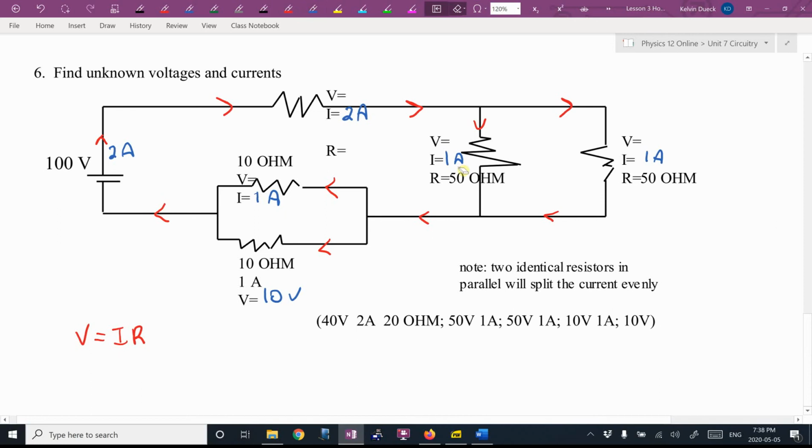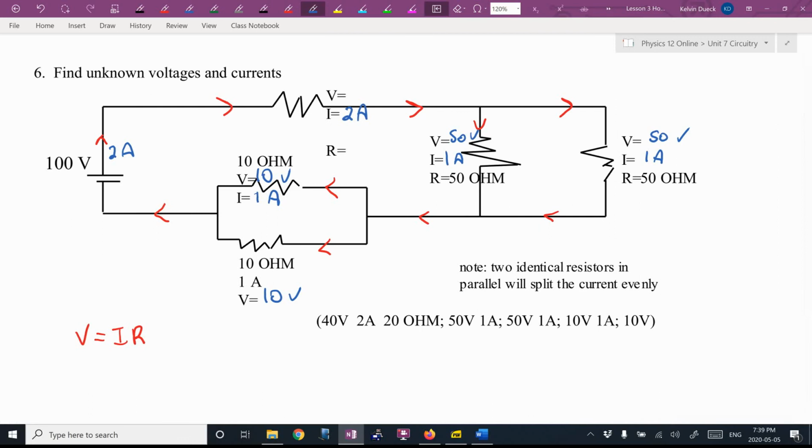Knock, knock. I know two things. V equals I times R. This has to be 50 volts. This has to be 50 volts. Knock, knock. I know two things right here. This has to be 10 volts.